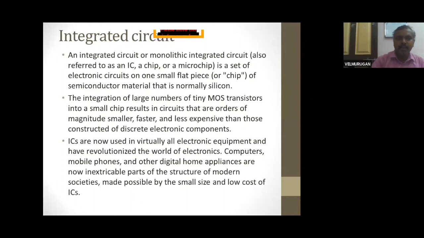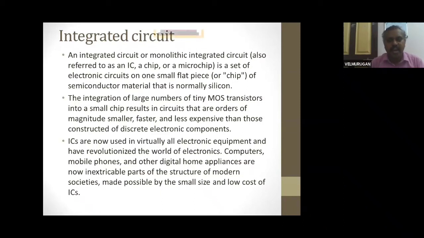Next slide. Okay, then integrated circuits, that is an IC. An integrated circuit or monolithic integrated circuit, also referred to as an IC, chip or microchip, is a set of electronic circuits on one small flat piece of semiconductor material, normally silicon. The integration of a large number of tiny MOS transistors, metal oxide semiconductor transistors, into a small chip results in circuits that are orders of magnitude smaller, faster and less expensive than those constructed from discrete electronic components. That is analog and discrete components. Discrete is like the square pulse. It is called discrete. Okay.